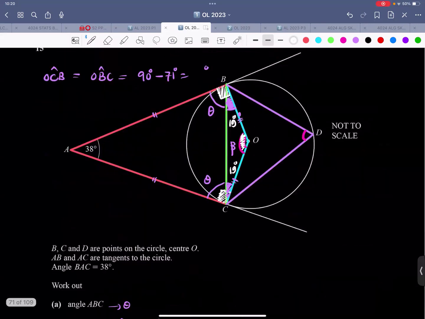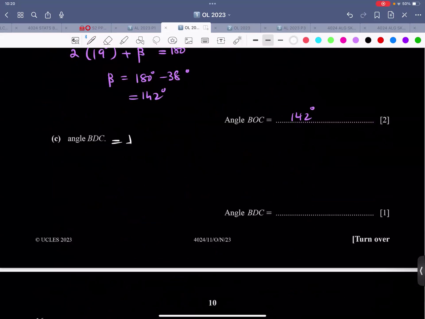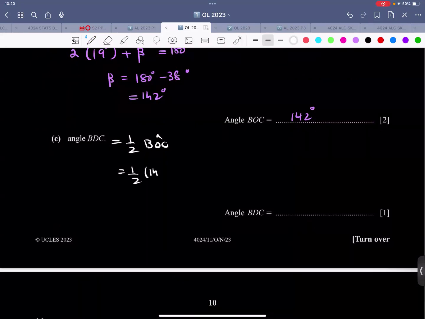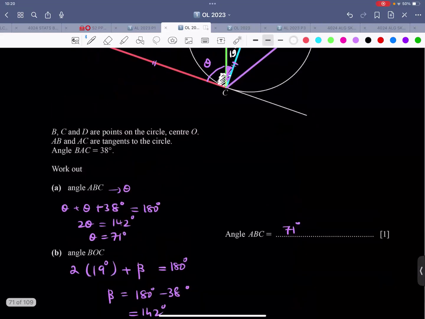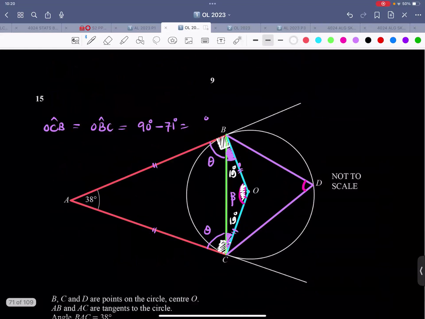The third one is BDC. BDC is half of BOC. That is half of 142, which is coincidentally again 71 degrees. So these are the three angles that we have obtained in this particular question.